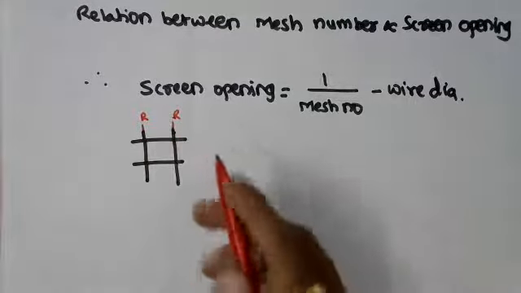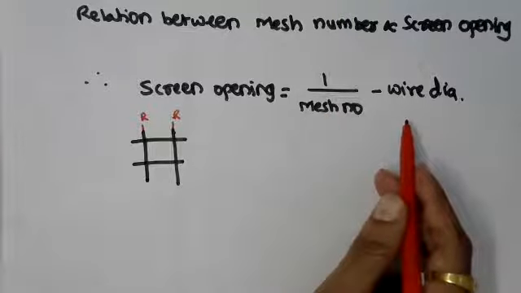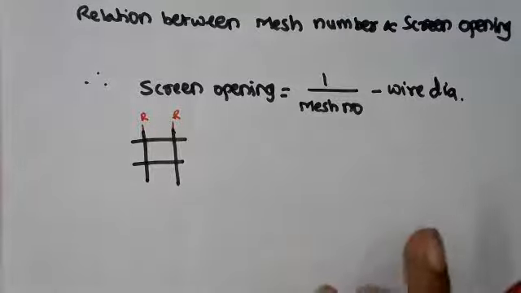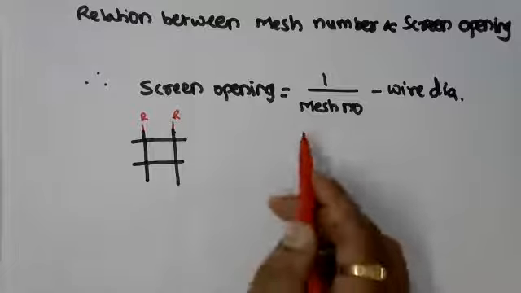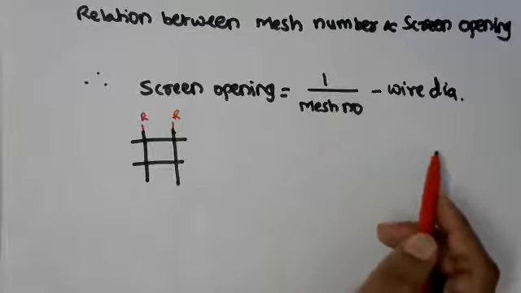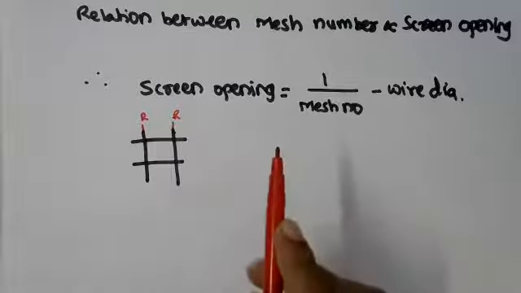And therefore screen opening is equal to 1 upon mesh number minus wire diameter. So say if the mesh number is 200, then what will be the screen opening? Screen opening will be equal to 1 upon 200 minus diameter of wire, or wire diameter. Then you will get the clear space.